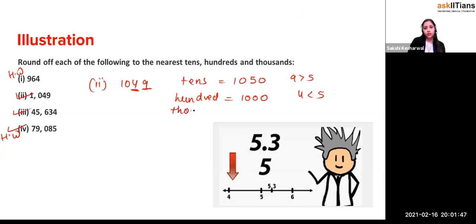Now let's take the 1000. Now 1000 means you have to see the 100 place. So 0 is less than 5, no changes. So this will become 1000. That's it.